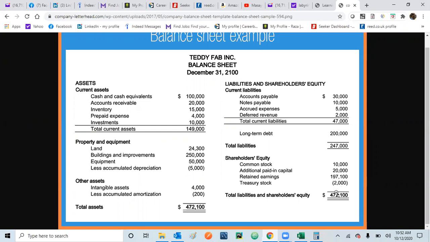So once you have the entire picture of it, this balance sheet is not showing all the items. I'll see if I can find one more. But just to give you an idea, it's an overview of the entire balance sheet.